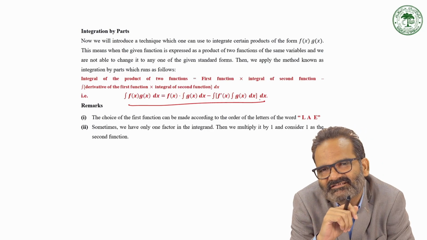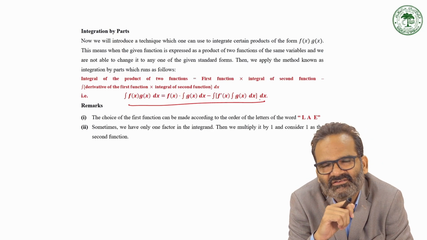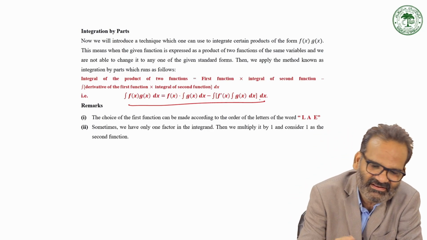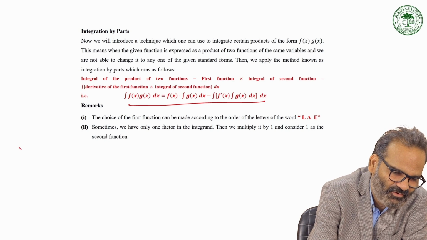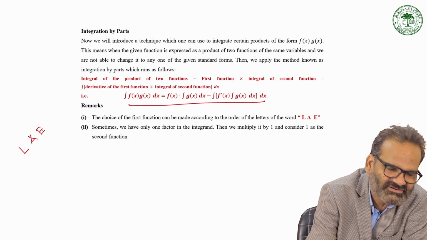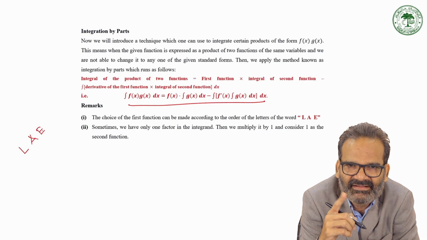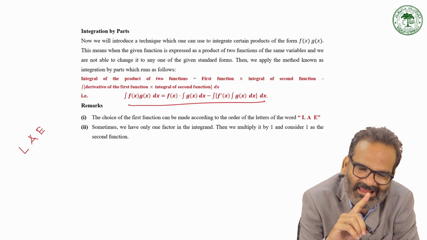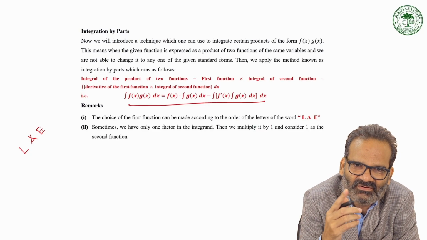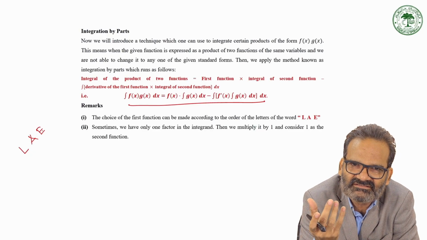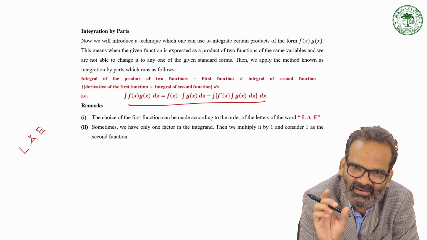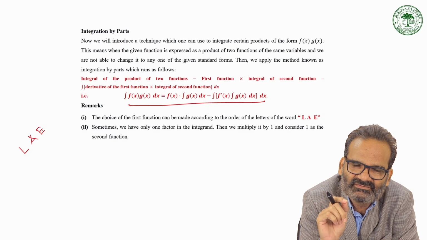So out of these three functions, what possibilities can we have? Say L for logarithmic, A for algebraic and E for exponential. These are the only three functions which we will integrate. If you take any two in a particular situation, because we are dealing with the product of two functions, if any two are multiplied together, how many possibilities will we have?